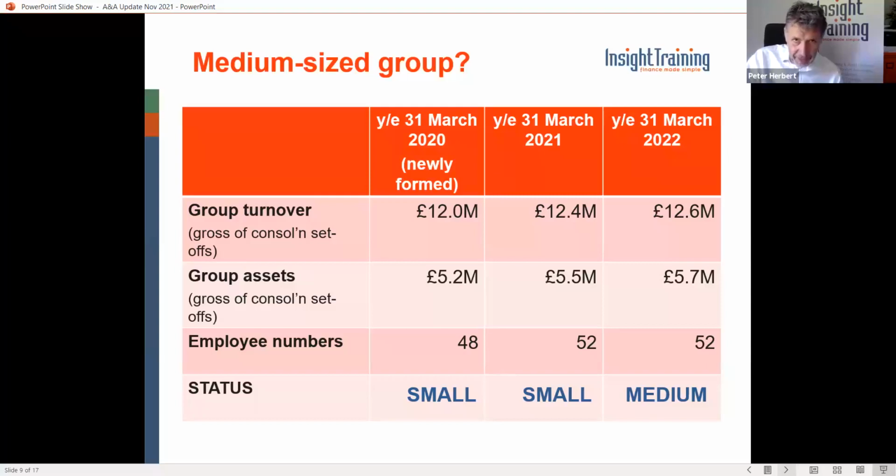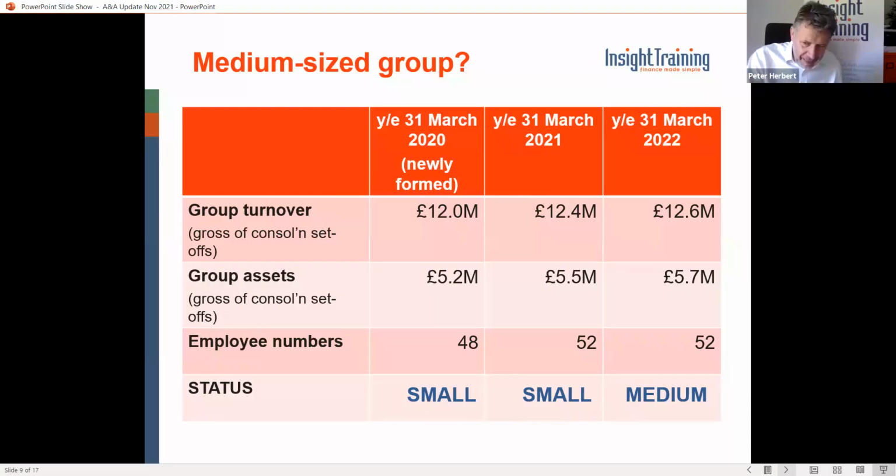And again, going back to my earlier point, in a medium-sized group, any non-dormant UK sub would automatically need to have an audit as well. So impactful from an audit point of view there, as well as being impactful from the need for consolidated accounts. That being said, the way I always think about the way that these limits work is you can kind of mix and match net and gross to get you where you need to be.